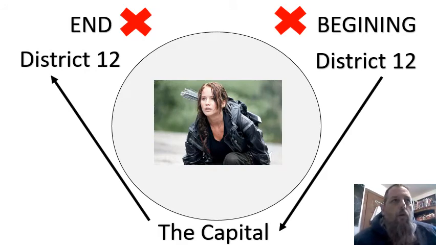So, in our first case study, the Hunger Games, we'll look at Katniss, who begins in District 12 in her ordinary world, and then she spends most of her journey in an unknown, unfamiliar world called the Capitol, which is the new world, and then she makes her way back to District 12. So the setting in the beginning and the end of Hunger Games is District 12, but she spends most of her time outside of her ordinary world in this place called the Capitol.